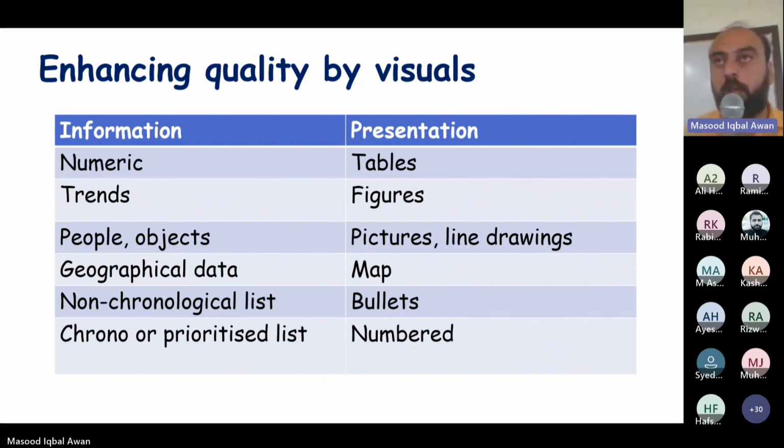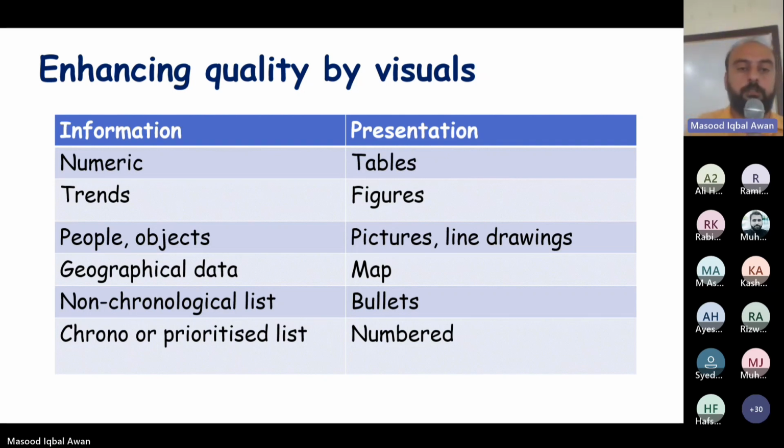Briefly, I will touch on how we can enhance the quality of our manuscript by using visuals. There are different types of information and data, and we can present them differently. If the numbers are important, we present the information in the form of tables. If the trends are important, we make figures. If we are going to show people or objects, we can use pictures or line drawings. If we are using geographical data, such as the location of the experimental site, we can use a map. For a non-chronological list where the order is not important, we can use bullet points, and where the order is important, the list should be numbered.